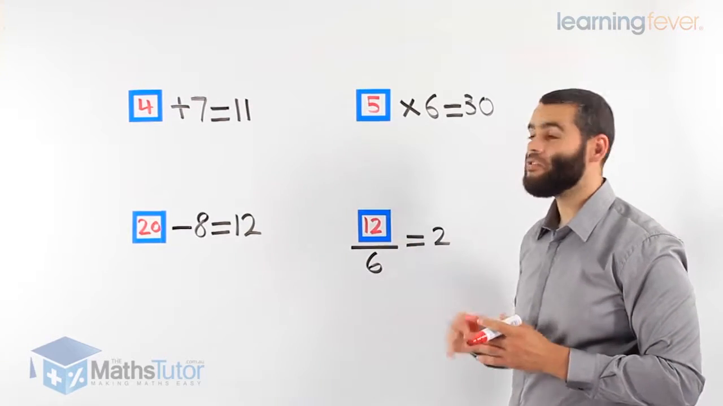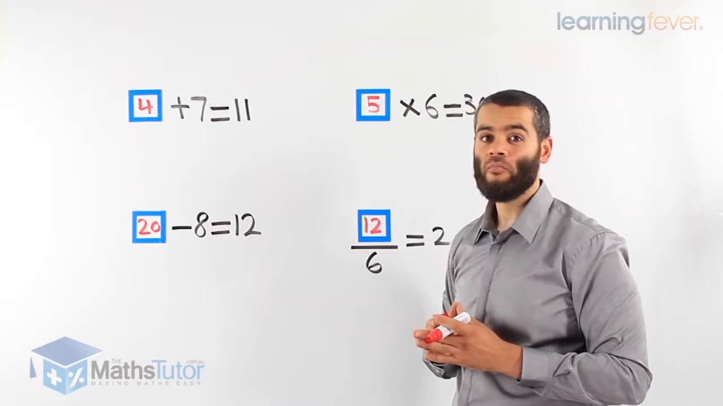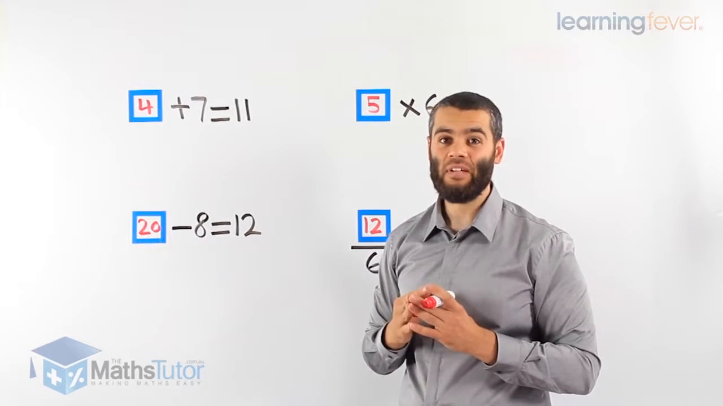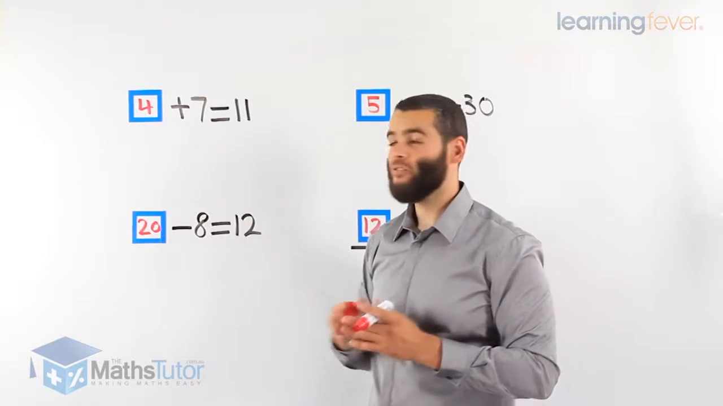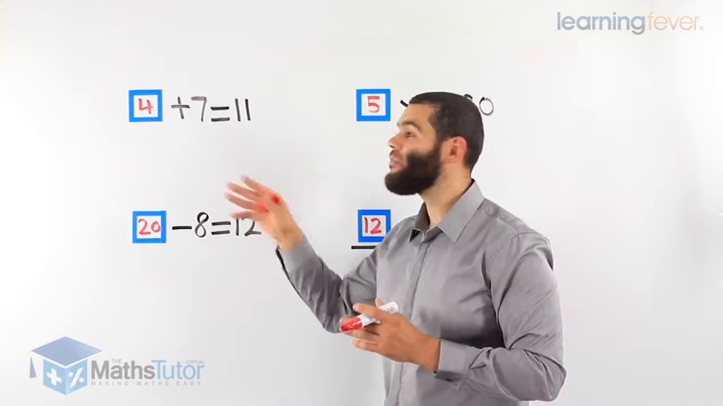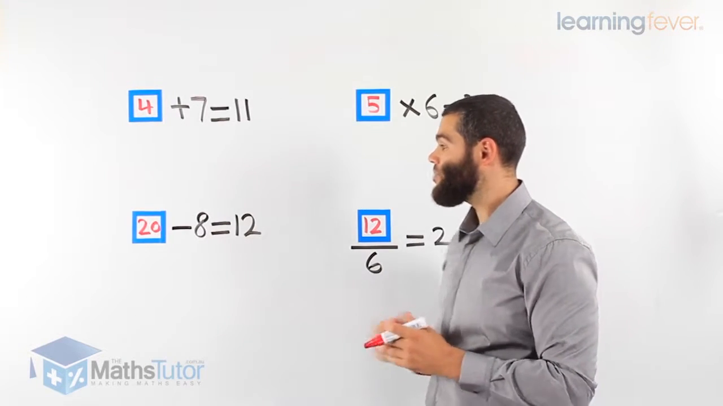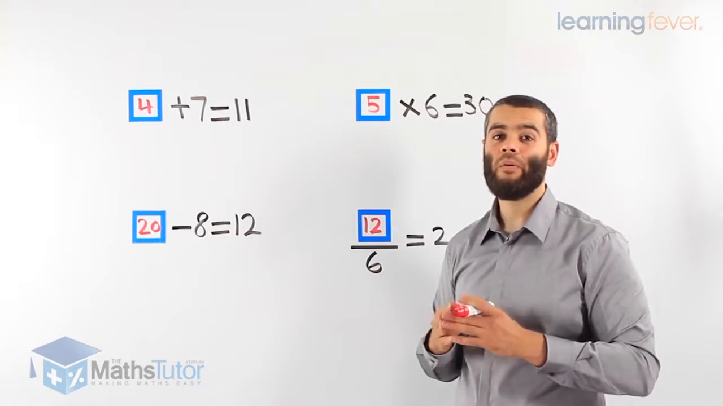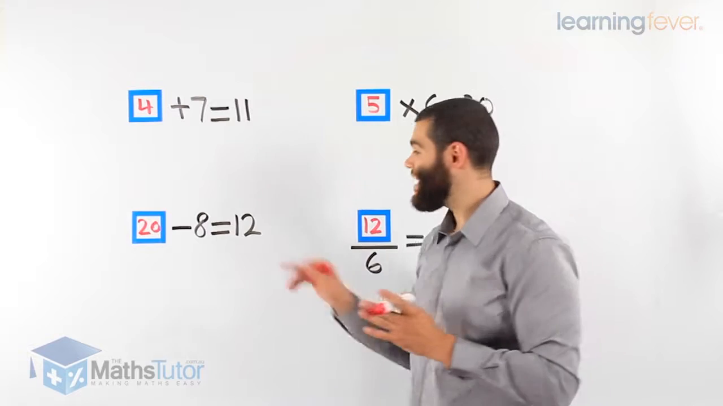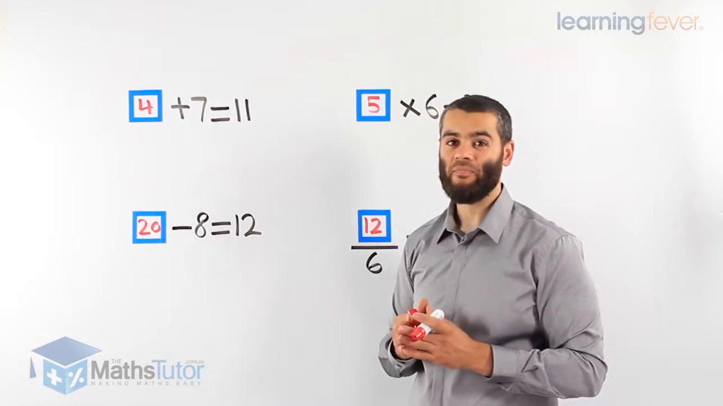So let's see what this has got to do with equations. What did your brain do to get 4? Your brain actually did 11 take away 7, and it got 4, because 4 plus 7 is 11. We want to know the missing number. 11 take away 7 is 4. That's what your brain did. What about here? Something take away 8 is 12. We said 20 take away 8 is 12. What did your brain do? Your brain actually added the 12 and the 8 together to make a total of 20.